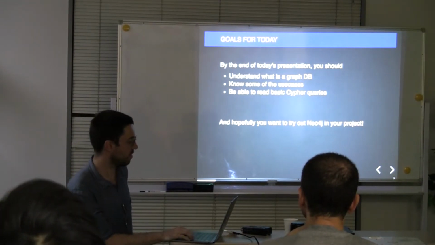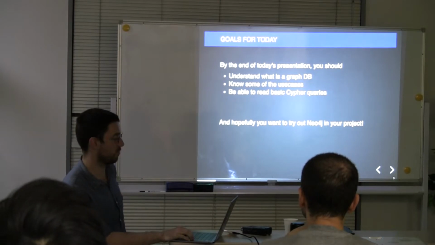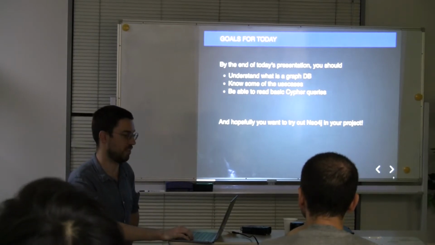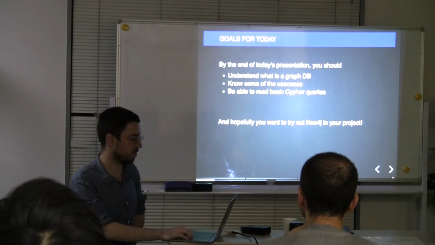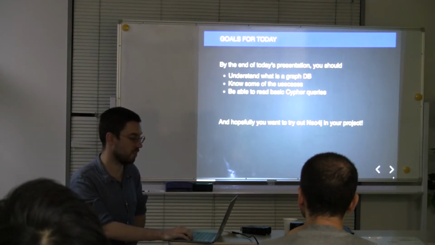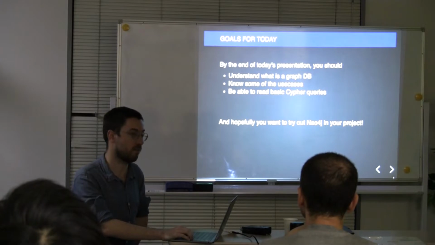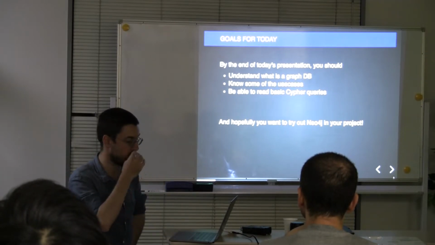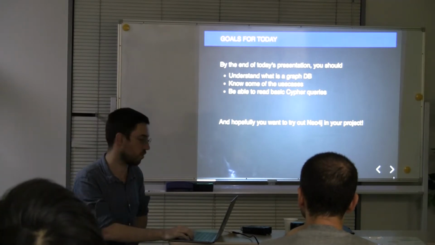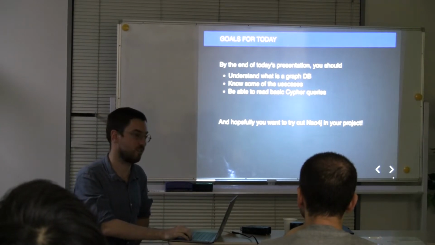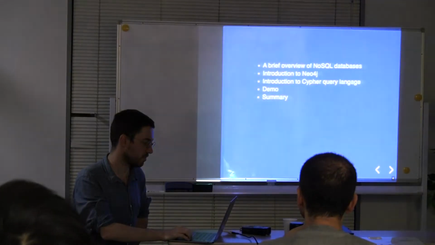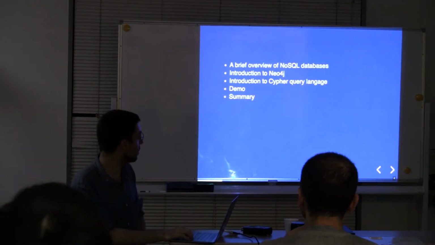So goals for today. By the end of today, I hope you should understand what a graph database is if you don't know. Try to understand what some of the use cases are, and you should be able to read basic Cypher queries. Cypher, I'll explain later, but it's just like SQL for graphs. And hopefully you want to try out Neo4j in some project. So this is the agenda for today.